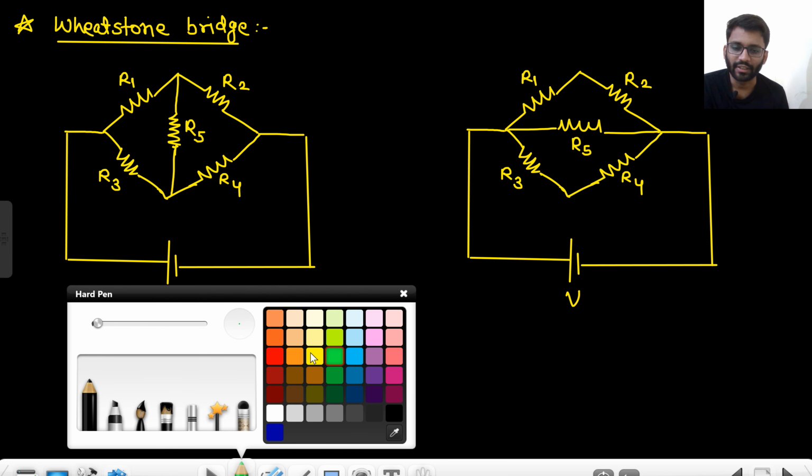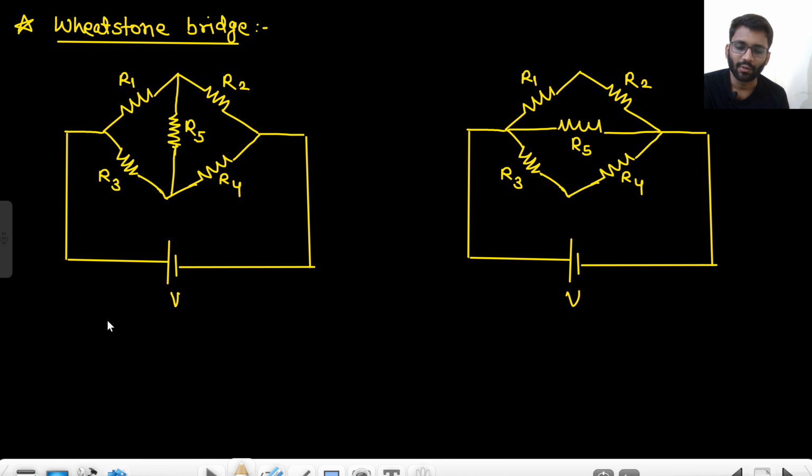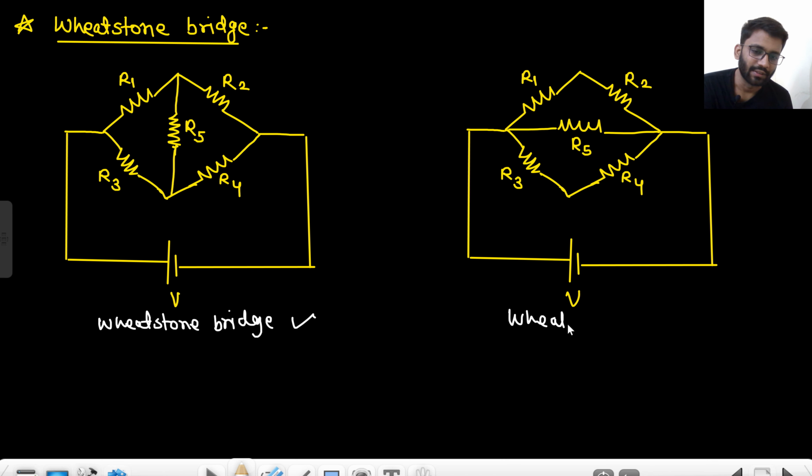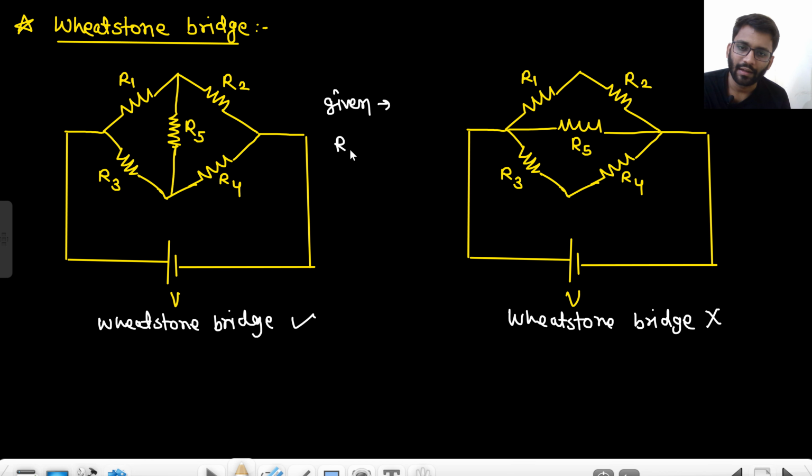So in case of Wheatstone Bridge, look, first thing I want to mention here is that this is a Wheatstone Bridge, and this is not a Wheatstone Bridge. One thing given here is that R1 R4 is equal to R2 R3. Multiplication of these two resistances is equal to multiplication of these two resistances. In this case also this is given, but this is not a Wheatstone Bridge.